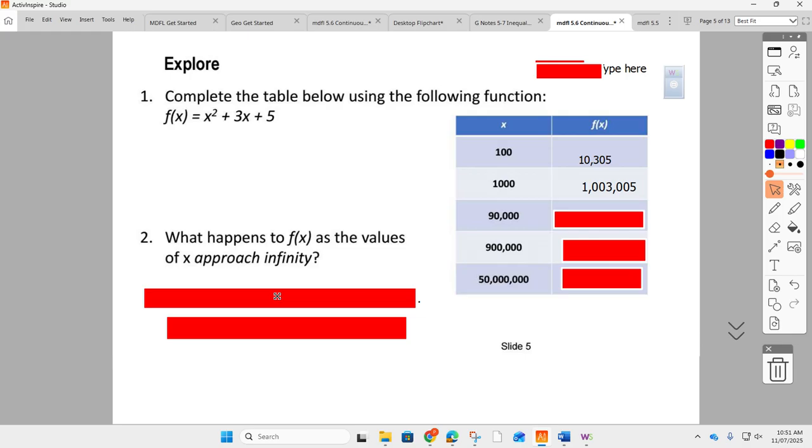Plus 3 times 90,000 again. So type in 90,000 plus 5. Okay. 90,000. Squared plus 3.